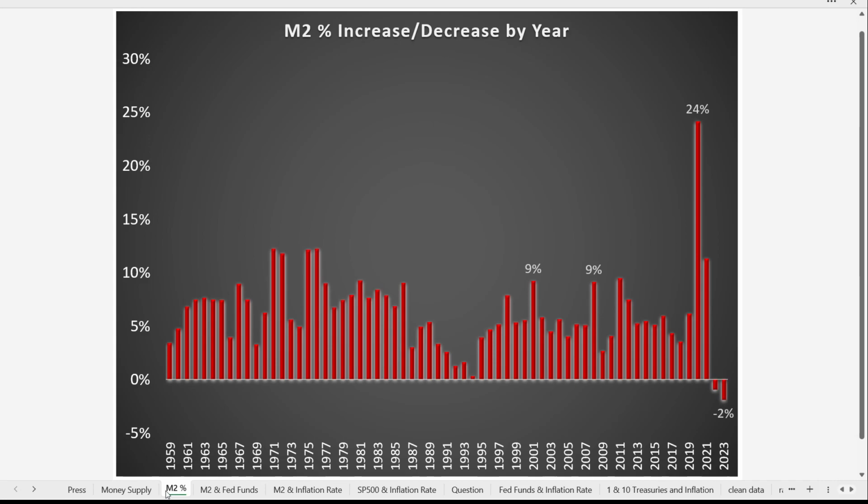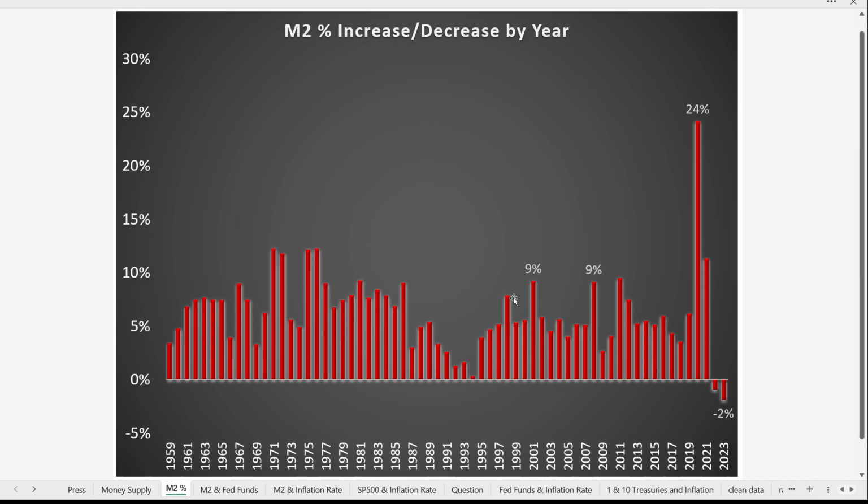And just to put this in perspective, there were major increases in M2 when money was added to the US economy. Money is added to the US economy by means of the Federal Reserve. They lower interest rates, quantitative easing, special programs where they insert money into the economy, as a result of one crisis or another. And this is not unusual.